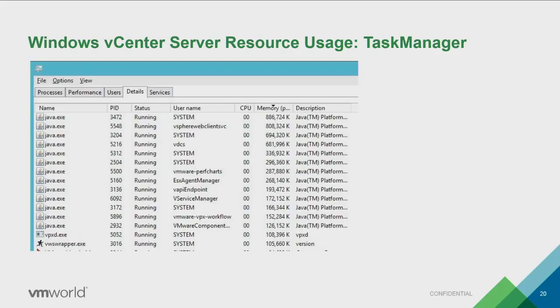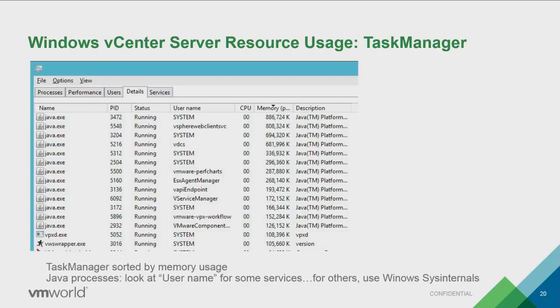And I would see a lot of Java services, and I'd think, what on earth is going on here? So just to give you some insight here, many of our services, what I do here is I sort all of these services by memory usage, for example. And what I like to do as a first cut is I first look at the username for the Java process. And that often gives me a clue as to which service it is. So in this case, this is the web client service because its username is vSphere web client service.